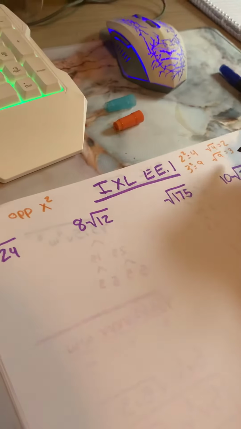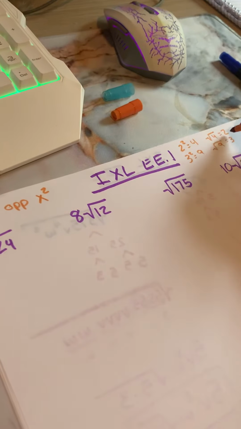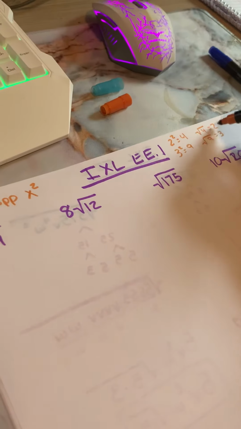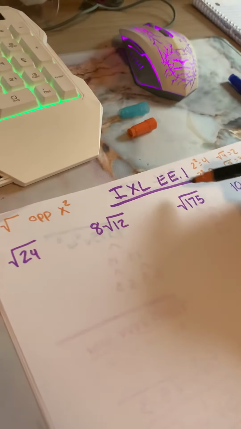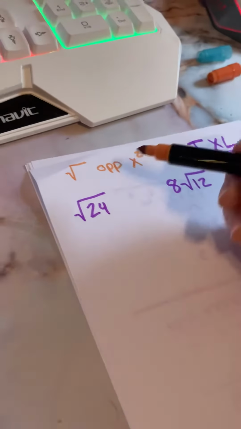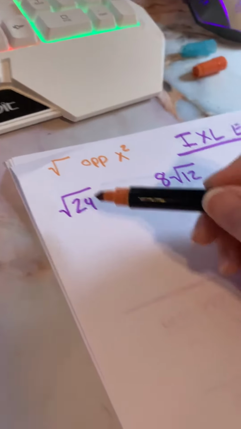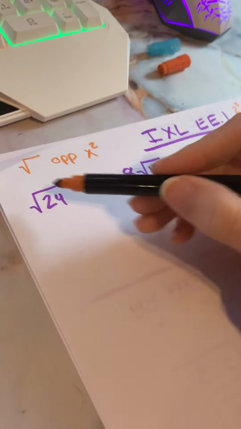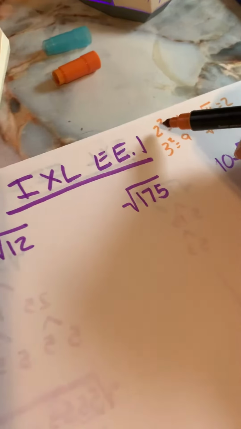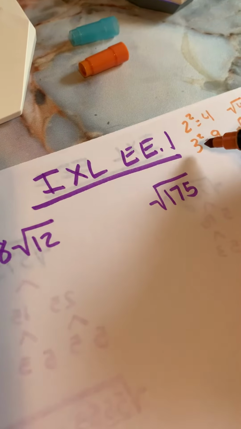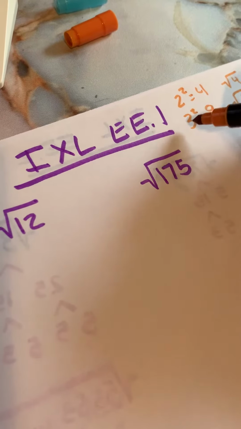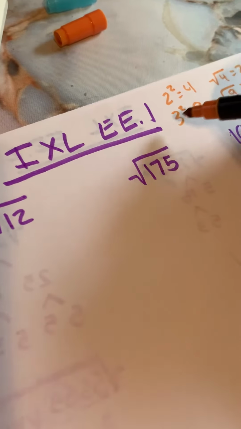Not all of them work out evenly like this. These are called perfect squares when they work out evenly. What we're going to do today is, what do you do when they're not going to work out evenly? We need to find things in the square root that were squared. So 2 squared is 2 times 2, 3 squared is 3 times 3. So we're looking for things where it's the same number twice.